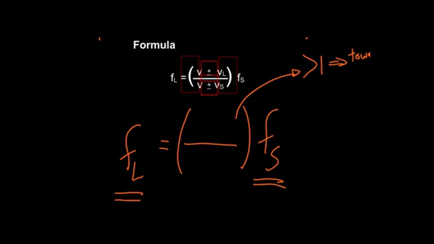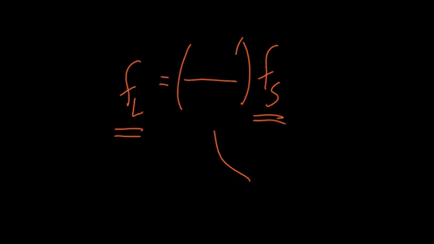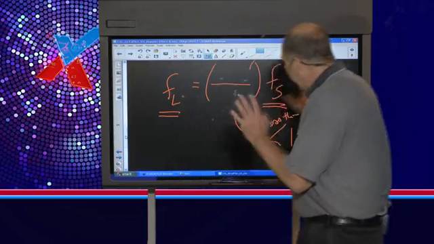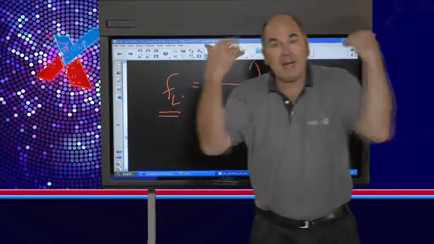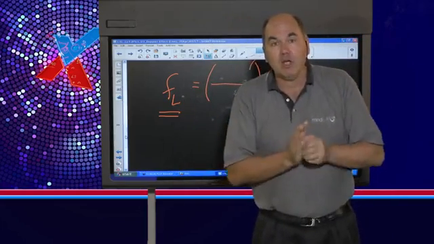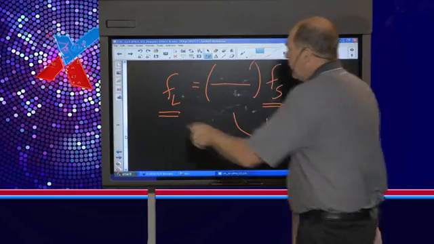But what happens if this is a fraction and it's less than 1? If this part in brackets is less than 1, then we can say it's moving away. I'm either moving away and the source is stationary, or I'm stationary and the source is moving away. So you've got to not just plug something into a formula without thinking. You've got to start understanding what that formula is all about.